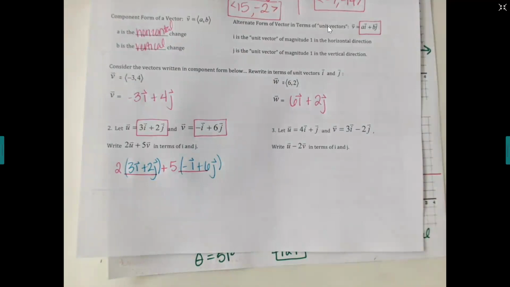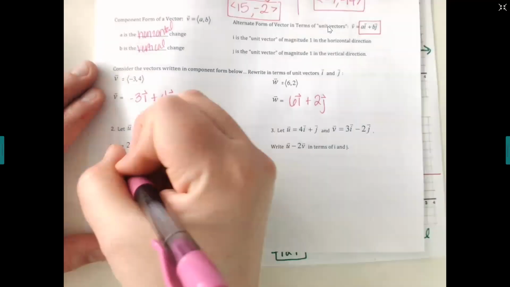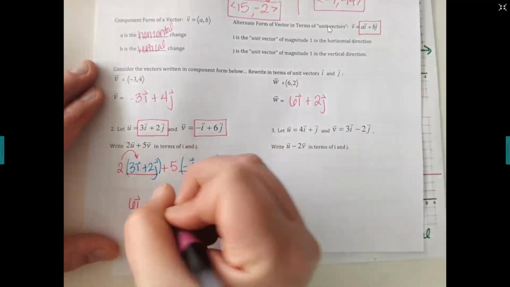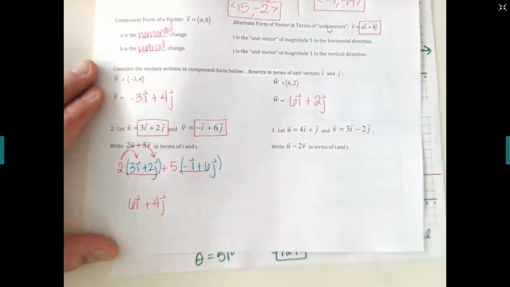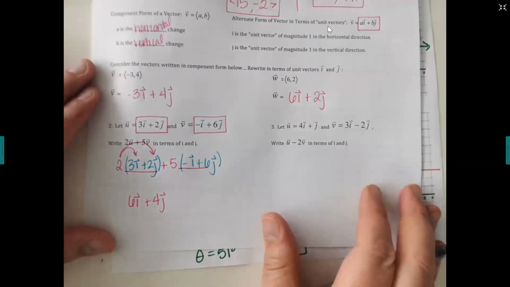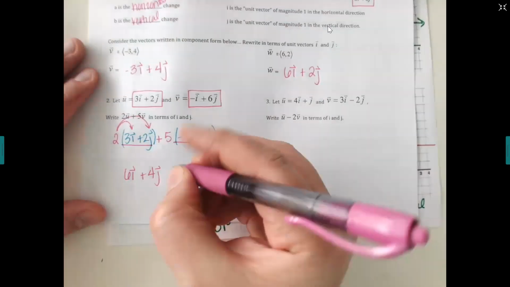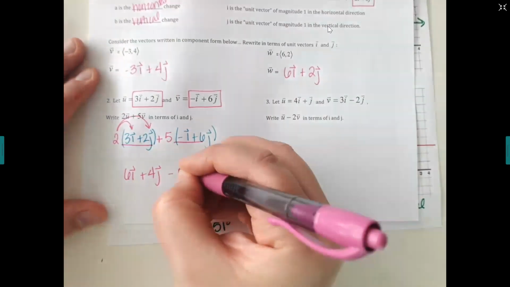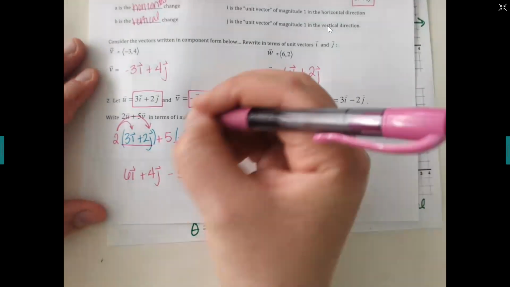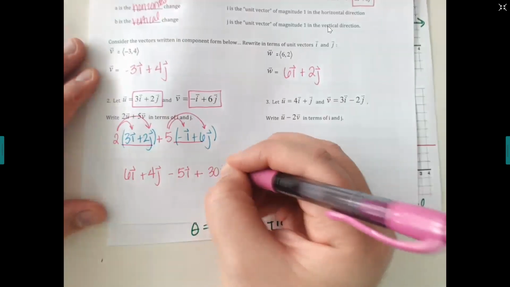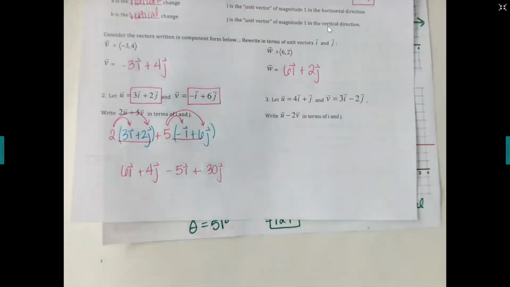What should my front thing say? 6i plus 4j. For my second vector, I have 5 times a negative i. What would that be now? Negative 5i plus, and then 5 times 6 would be 30j. Very good.